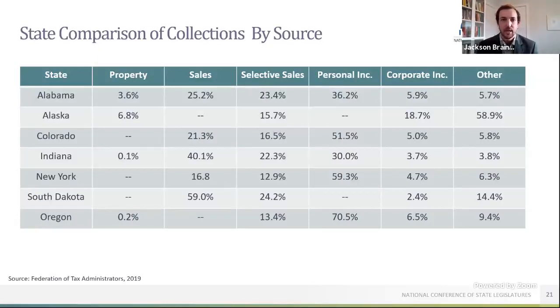Alaska, for example, doesn't have a personal income tax or a sales tax and generates a significant majority of its revenue from severance taxes on oil and gas. South Dakota has no income tax and is therefore very reliant on sales and excise taxes. And then Oregon has no sales tax, so it leans heavily on the personal income tax.